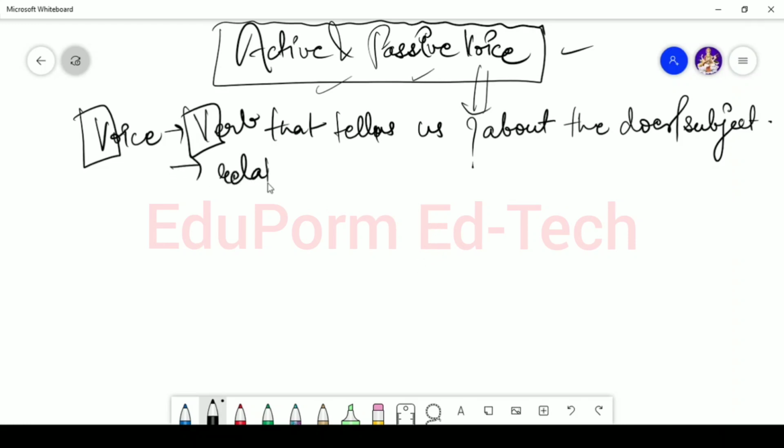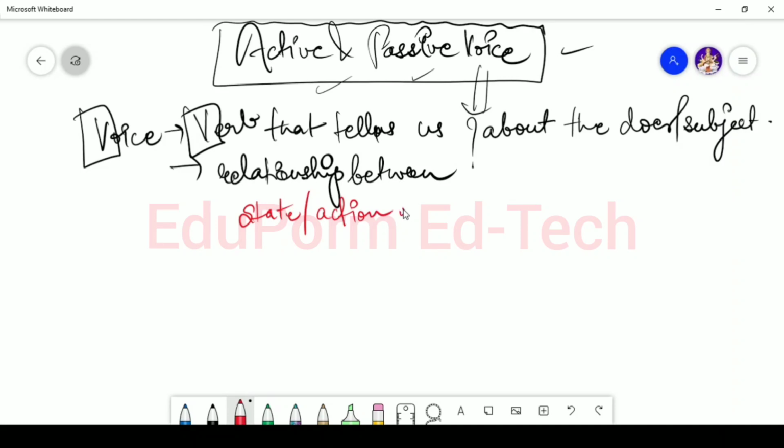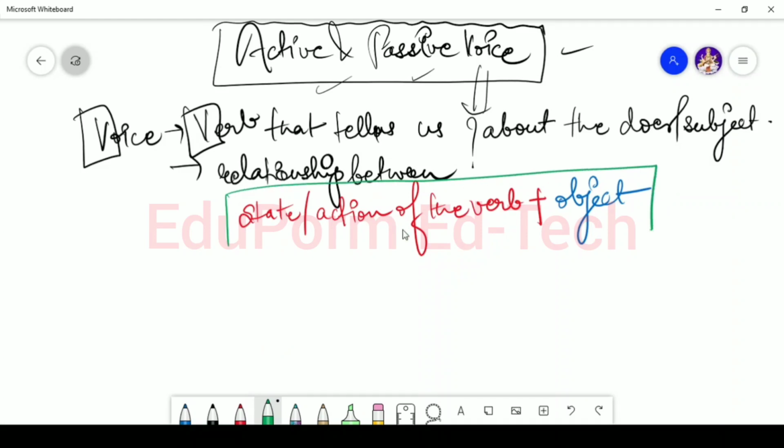Also, voice shows the relationship between the state or action of the verb plus the object. So it talks about these two things. The first one is the state or action of the verb and the second one is the object. Now let's see one example.